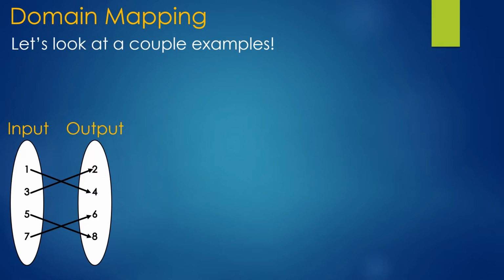For this one, we have inputs of 1, 3, 5, and 7, and outputs of 2, 4, 6, and 8. And you can see that each of these inputs goes to exactly one output. 1 goes to 4, the input of 3 goes to 2 on the output, the input 5 goes to the output 8, and the input 7 goes to the output of 6. So since each of these inputs produces one output, that is a function.